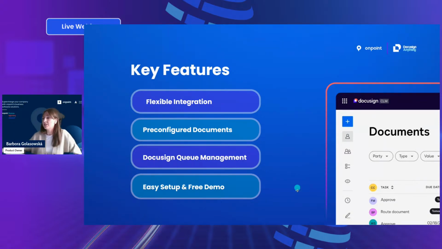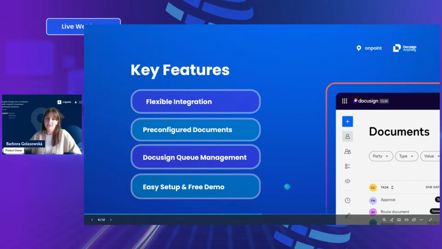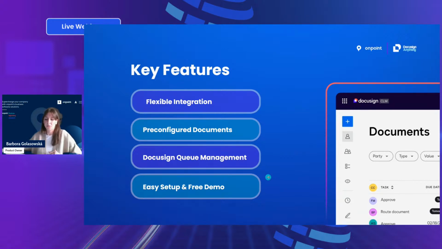And lastly, easy setup and free demo are a standard part of all our products. Along with the 30-day free trial, you can get a free demo and environment from Docusign so that you can test the full functionality before you commit. Docusign Anything can be easily installed through our setup wizard. You don't even need to be a technical person to do that. And I'm happy to confirm that there are absolutely no implementation fees included. And that's not all.